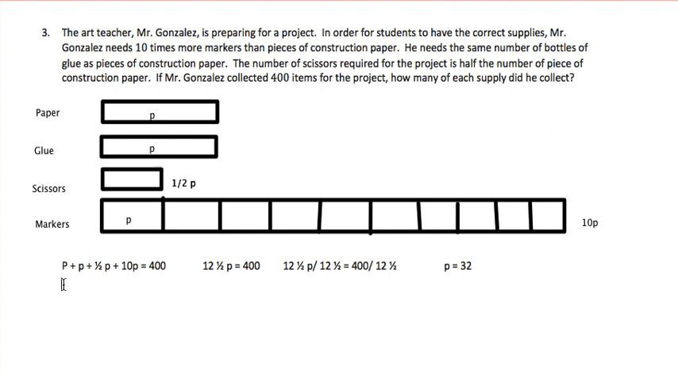So when we go back, we would write paper, 32 sheets of paper, 32 bottles of glue, 16 pairs of scissors, and 320 markers. And we would also then add all of them up to make sure that they equal 400. 32 plus 32 is 64, plus 16 is 80, and 320 plus 80 is 400.